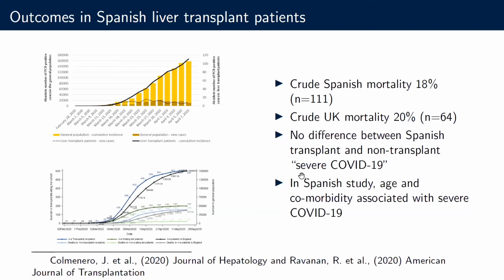And I shan't go into the details, but the crux of the Spanish paper was, after analysis and correction for weight of comorbidity, no difference between the Spanish transplant and non-transplant cohorts in developing what they termed severe COVID-19. So that was ITU admission, death, or requirement for mechanical ventilation. In the Spanish study, age and comorbidity were associated with severe COVID-19, as in everything with COVID-19.